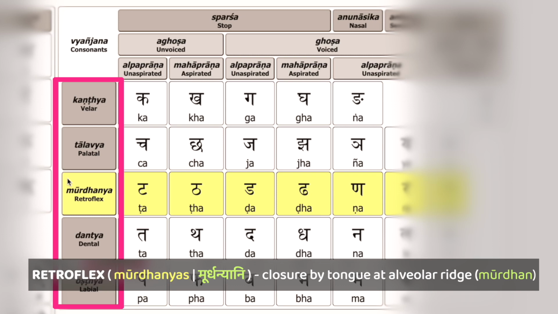Then the 3rd class is something that's special to Sanskrit and to other Indian languages. These are called the retroflex sounds. Sometimes you'll hear the word cerebrals. Murdhanya in Sanskrit. Murdhan means head. That's probably where you get cerebrals.